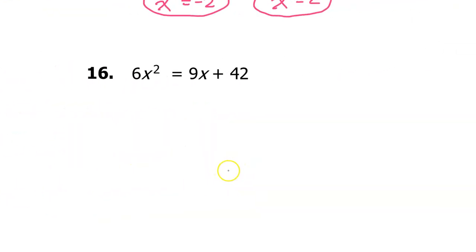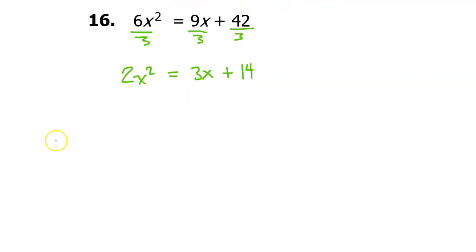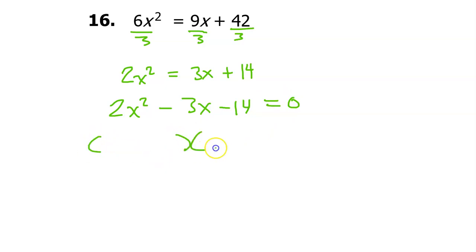All right, problem number 16. I'm noticing that all three of these are divisible by 3. So if we divide everything by 3, we get 2x squared is equal to 3x plus 14. Let's go ahead and get 0 on one side, so we will have 2x squared minus 3x minus 14 is equal to 0. Time to factor.